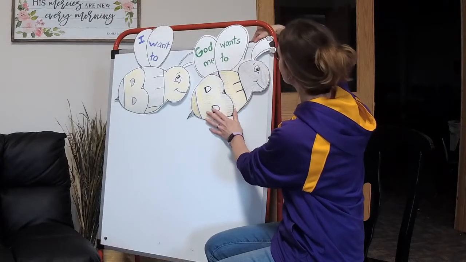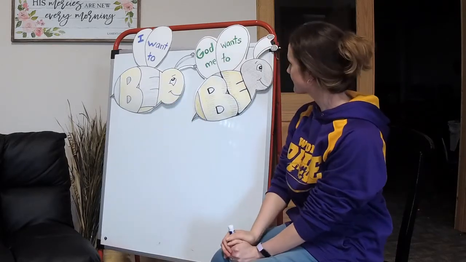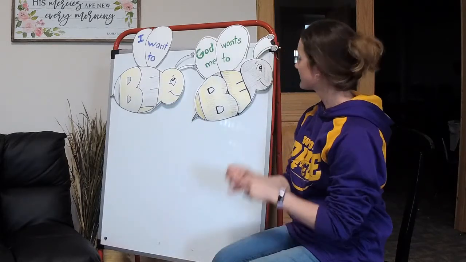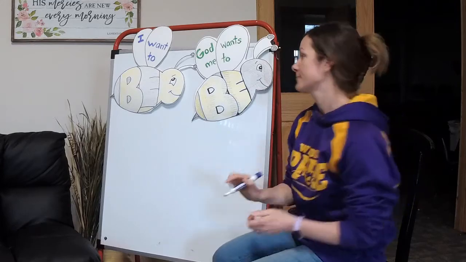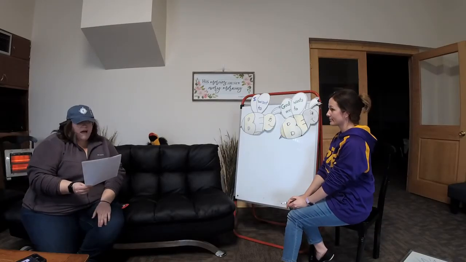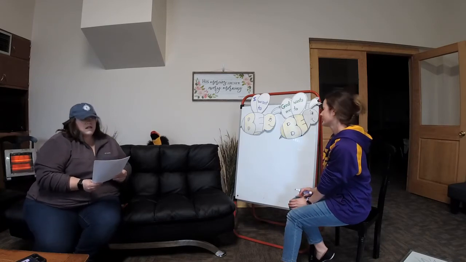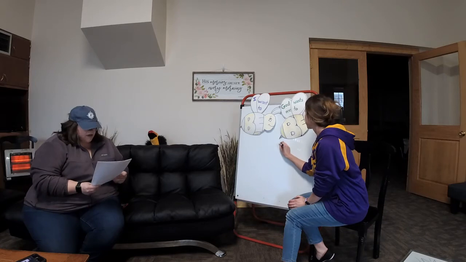God knows what we need even more than we know ourselves. And when we succeed in what God wants us to be, that is what makes our life full and complete and truly brings us joy. We find lots of bees in the Bible. Let's go over some. Ephesians 4:32 says, "Be kind and be forgiving."